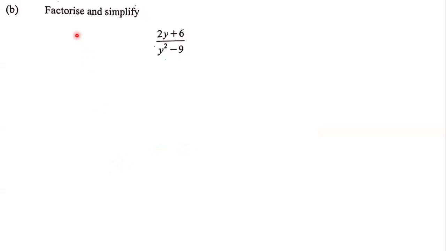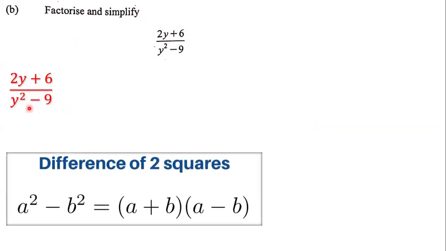Here, our goal is to factorize and simplify this algebraic expression. Notice that we have 2y plus 6 all over y squared minus 9. And so what we're going to do is factorize the denominator. And in order to factorize the denominator, we're going to use the difference of two squares formula.